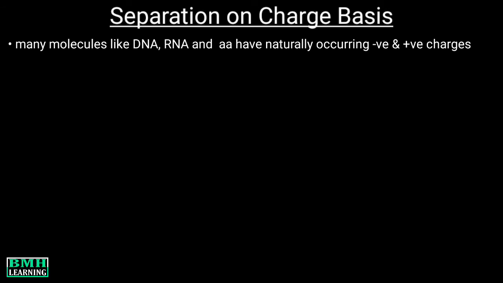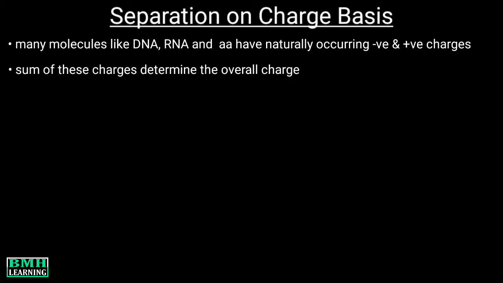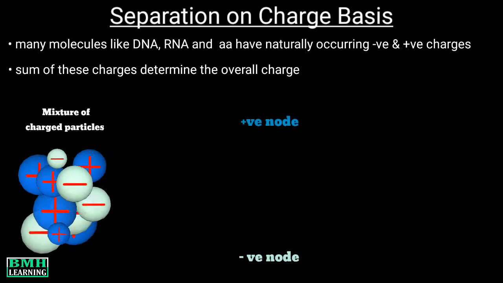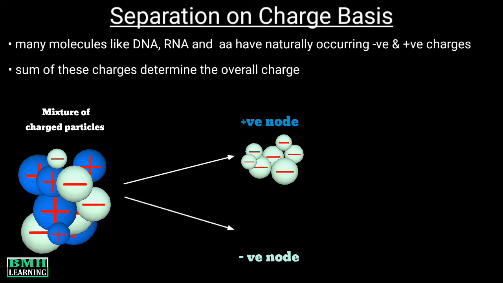Many molecules like DNA, RNA and amino acids have naturally occurring negative and positive charges on them. Now the sum of these charges determines the overall charge. So let's suppose we have a mixture of charged particles. Some of these are positively charged and the rest of them are negatively charged. Molecules with a negative charge will be attracted to the positively charged node, and molecules with a positive charge will migrate to the negatively charged node. So the separation of molecules on a charge basis is done.